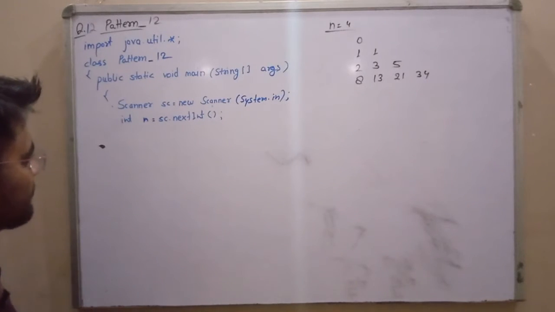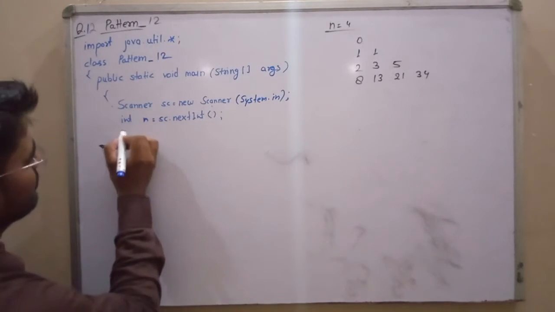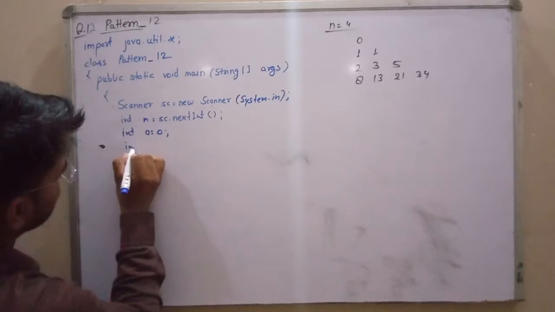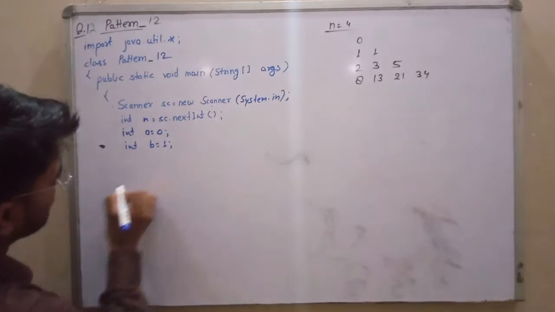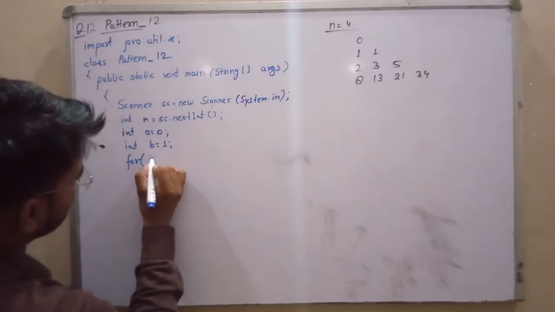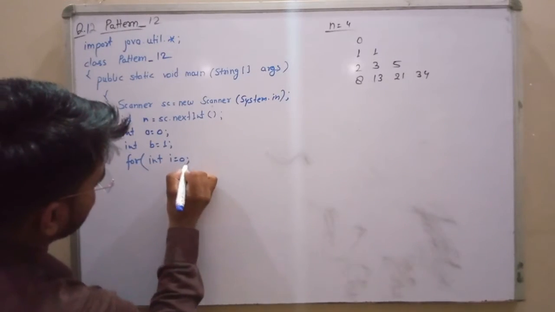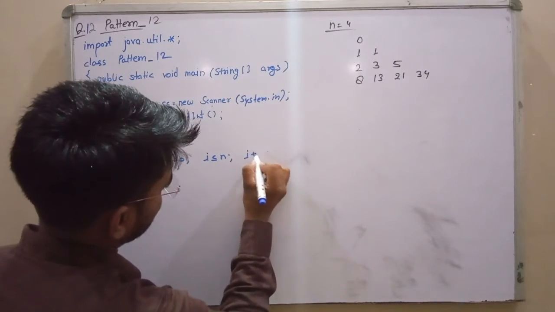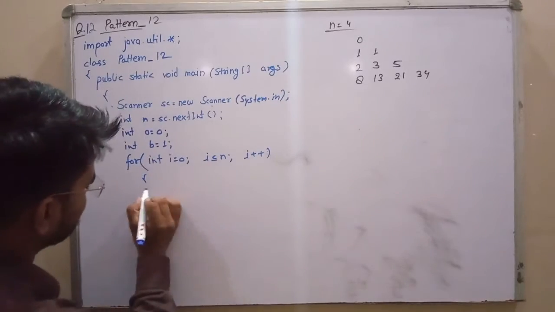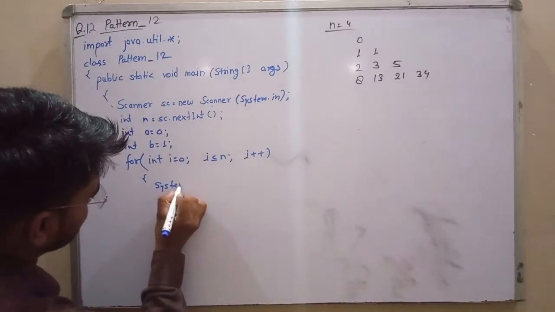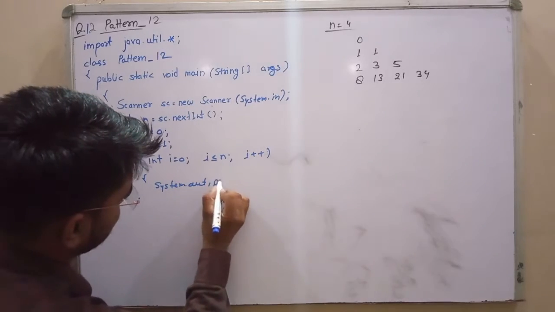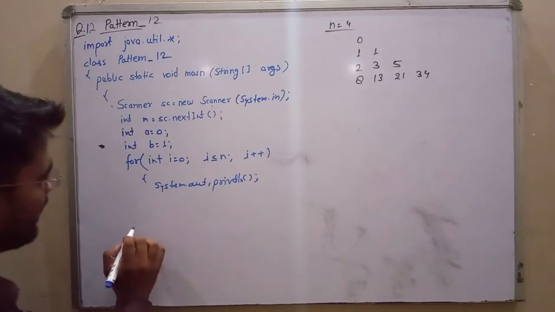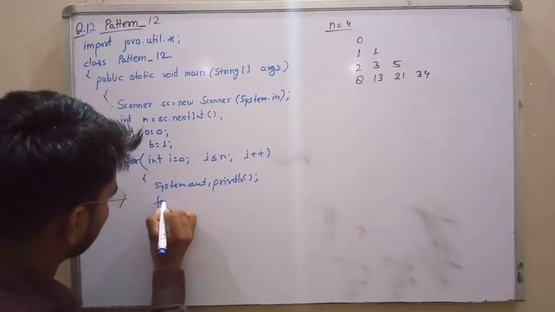So we write code here. In this we need two values, int a equal to 0 and int b initialized with 1. Then we use a for loop, int i equal to 0 and i less than equal to n and i plus plus. Here System.out.println is used for the next line. And after this we use another for loop.